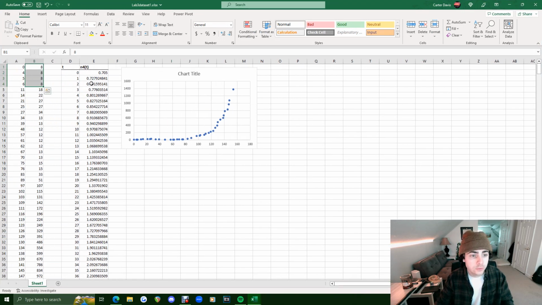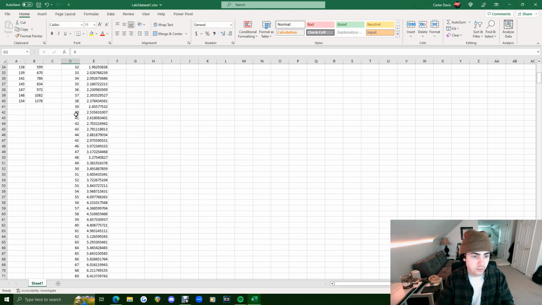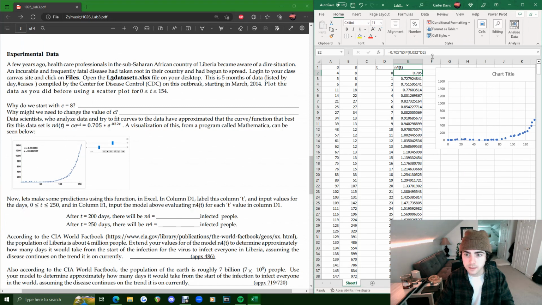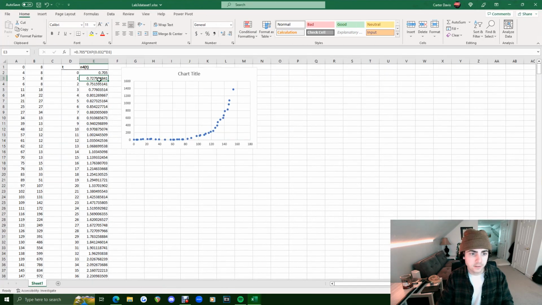They ask you to use that formula, the one they came up with, to put t values in this column, so 0 to 250 or something initially, and then input this formula here. So I'll do the side by side. Looking at this equation up here, we can compare it to 0.705 exp 0.032 times d2, right? We hit enter, and we can drag this formula down.